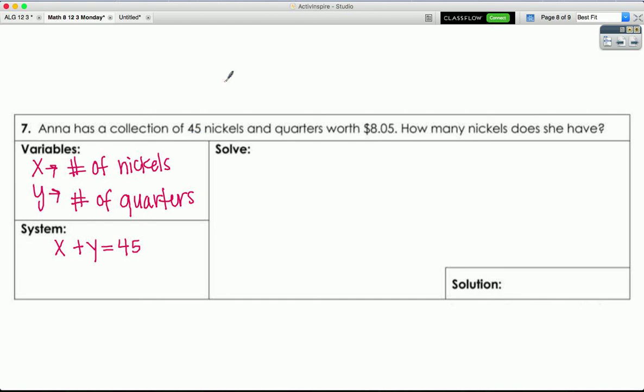Now the other equation. They're not going to tell you how much each is worth because they're assuming you know how much a nickel and a quarter is worth. So a nickel is worth 5 cents, so that's 0.05x. A quarter is worth 25 cents, so that's plus 0.25y. And that all equals $8.05. Well, that's our system.